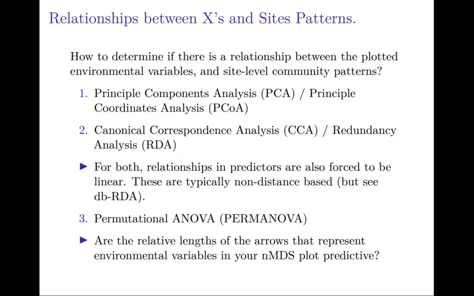But I will note that for both, relationships and predictors are forced to be linear, and they're typically non-distance based. But you could try db-RDA. That's a newer method. But finally, there's permutational ANOVA or PERMANOVA. This allows you to determine if the relative lengths of the arrows that represent environmental variables in your nMDS plots are predictive. And so it actually allows you to run a statistical test to determine if certain variables predict your community outcome.